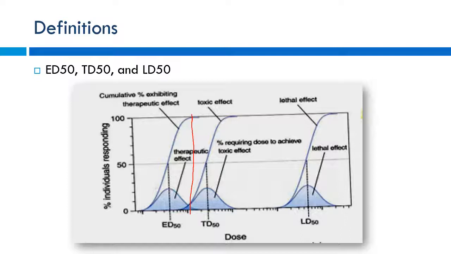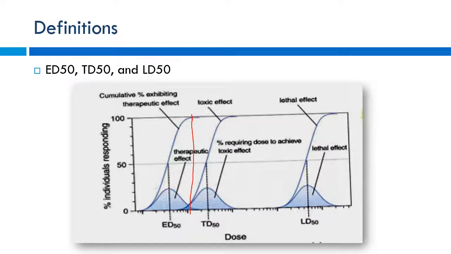So again, we want there to be a wide margin between these two lines here, because that shows us I can give more of a drug to try to get more people with an efficacious dose before I start to manifest toxicity, right? And then the LD50 should be much, much farther away to the point where there's no overlap whatsoever. Hopefully there's no overlap whatsoever. Otherwise, it's not a very good drug, right? So again, by the time I reach my plateau effect, I should be nowhere near the lethal effect.